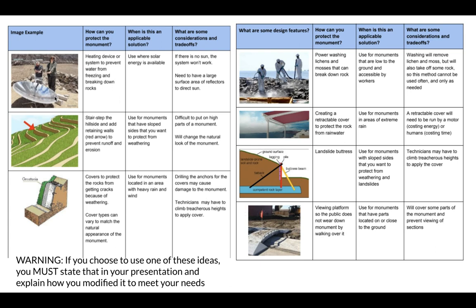This particular example looks like a satellite dish. It's actually just something to reflect sunlight and rays of sun to keep things warm, because the freezing and melting of water actually can cause rocks to break down. If water gets in a crack, water freezes, expands, and breaks. This is something that can be used to keep things at a stable temperature. There's always downfalls, and we call these considerations and trade-offs.